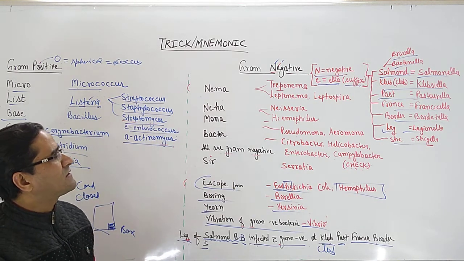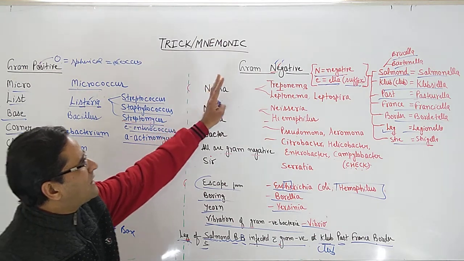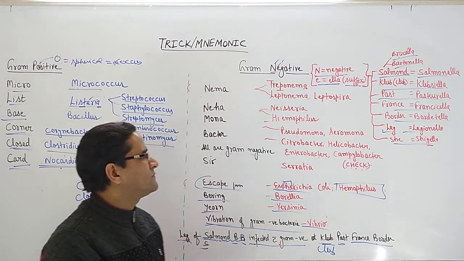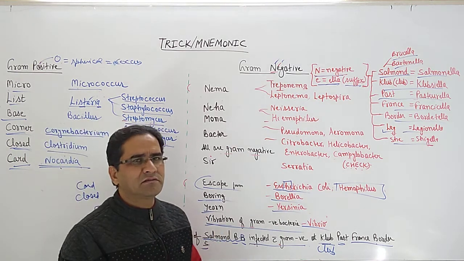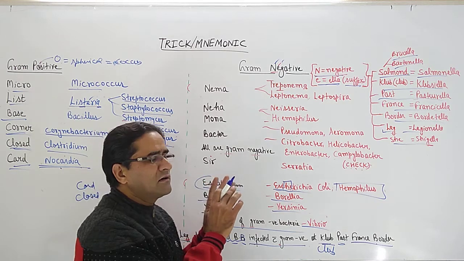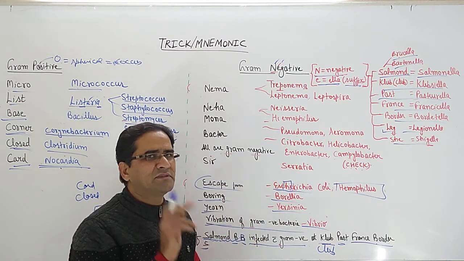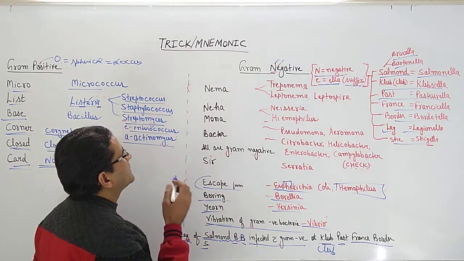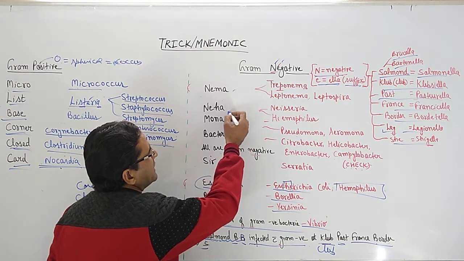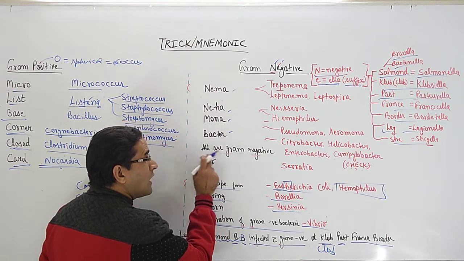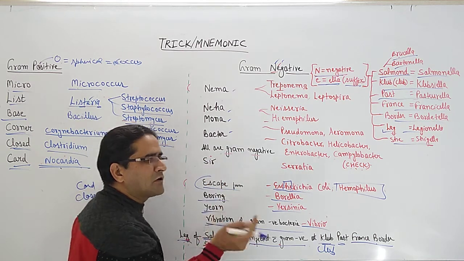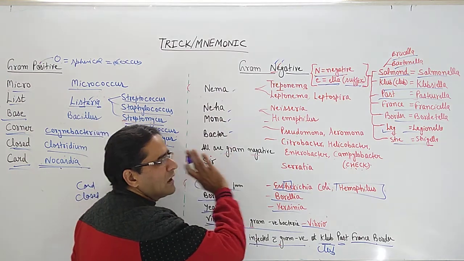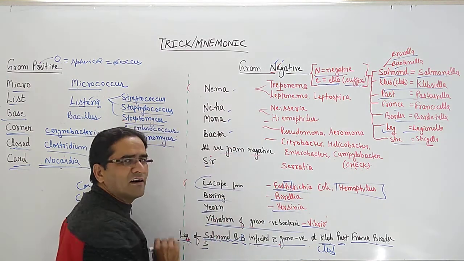Now one more thing is there. What are gram-negative bacteria? Again you have to remember one sentence. I am telling the names of persons who are treated as gram-negative. The names of persons are Nema, Neha, Monobacter. All are gram-negative, including Sir. Once again, these are the names of persons. All are negative, including the Sir.